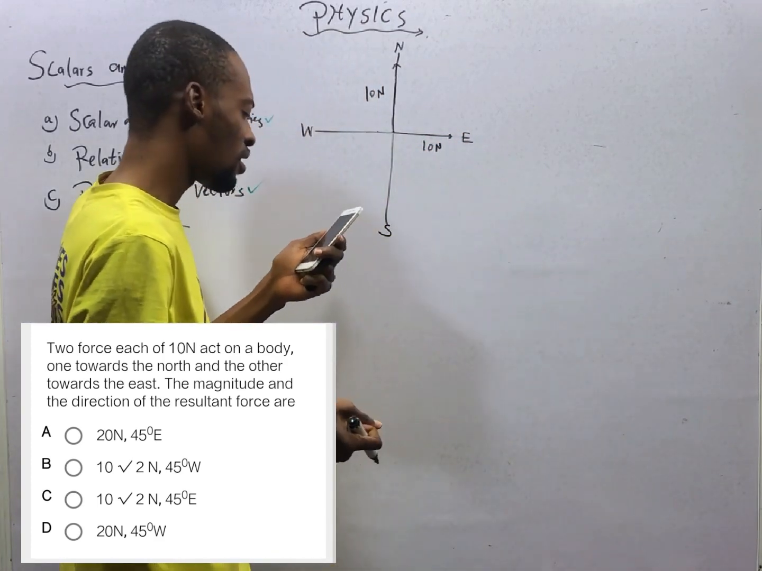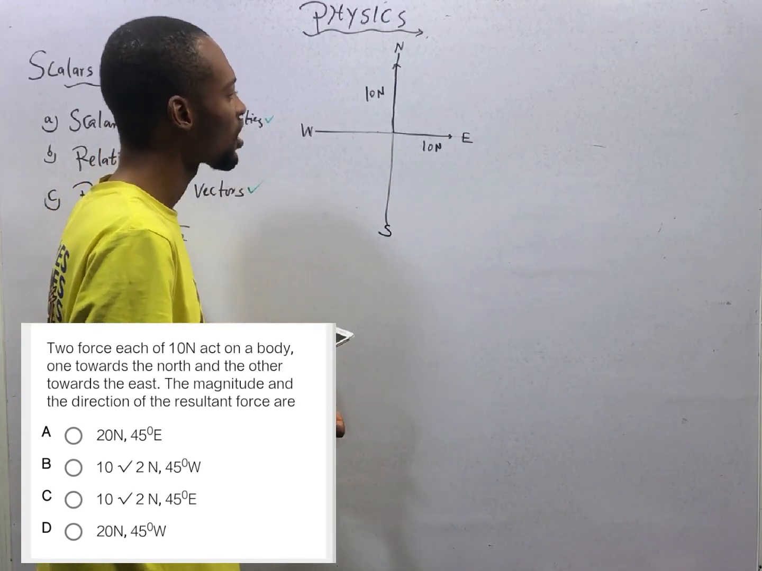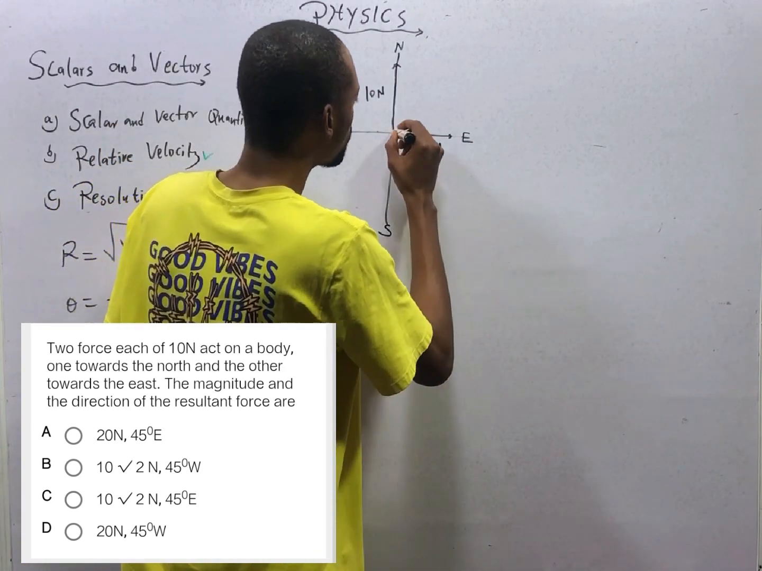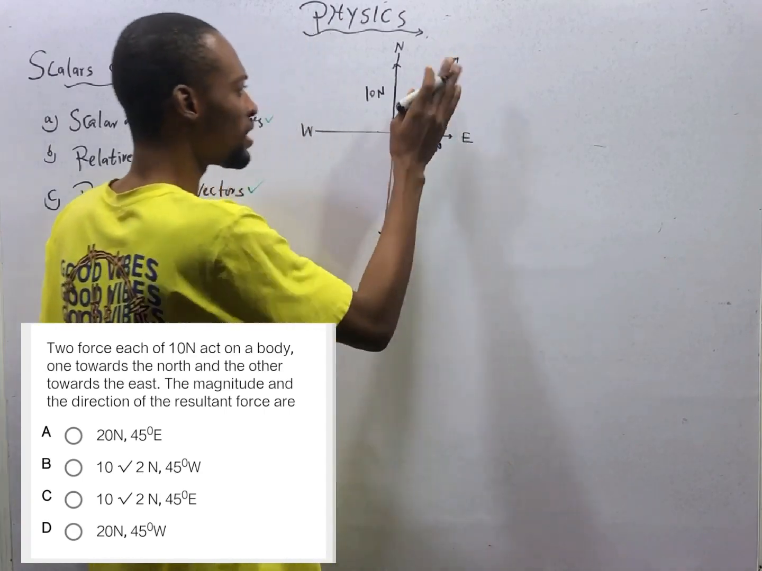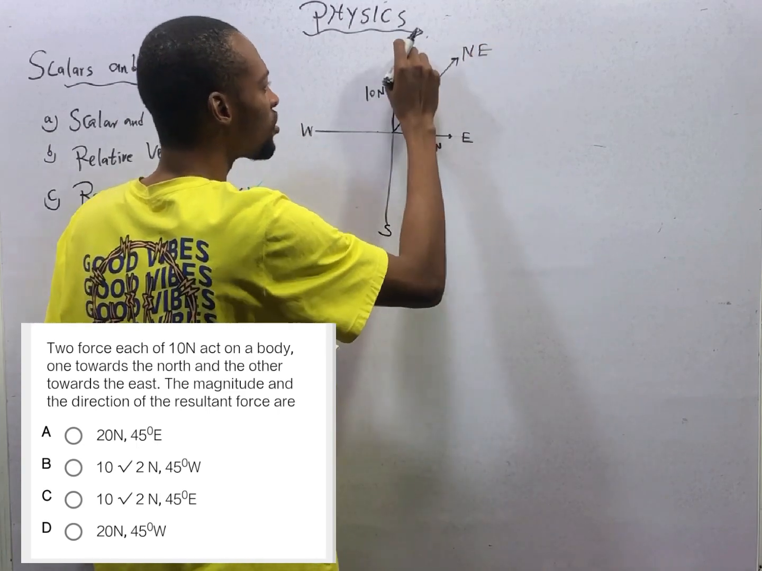Looking at this, the magnitude and direction of the resultant force are... the magnitude will definitely be towards this aspect. It goes this way and it is in the northeast direction, northeast.